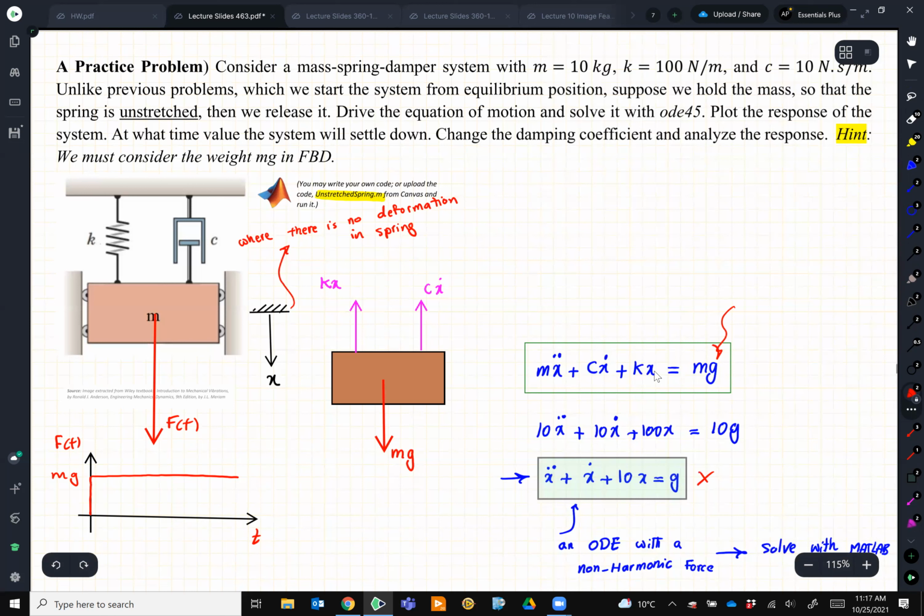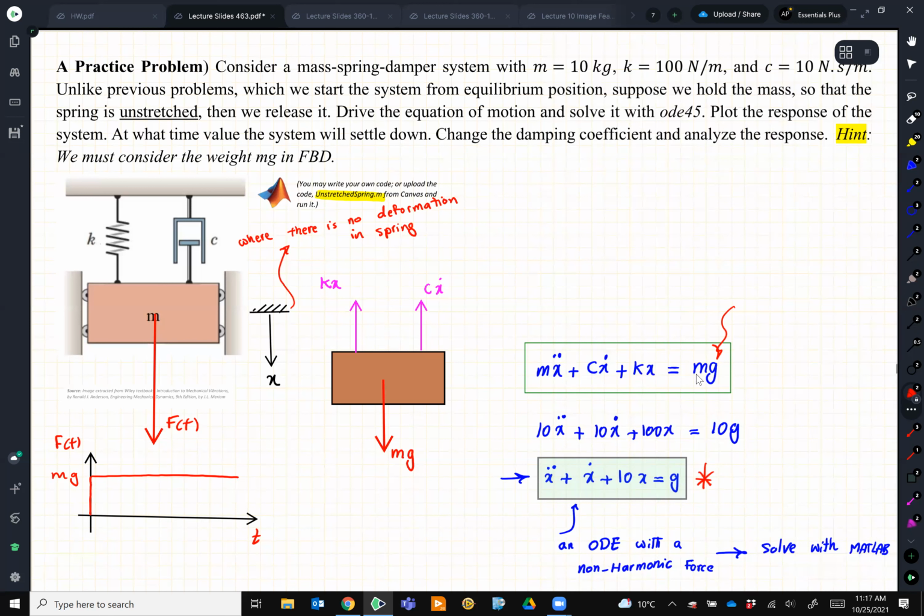So simplify the equation. This is the ODE that we need to solve. We use MATLAB and a numerical solution to solve it. If you want to use your math skills, you can still solve this differential equation. It's not a difficult differential equation to solve. However, if instead of this simple mg, you have a more complicated force, then definitely you need a numerical solution. Again, please solve this one.